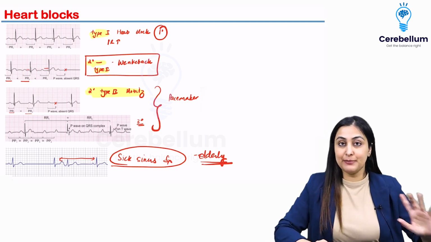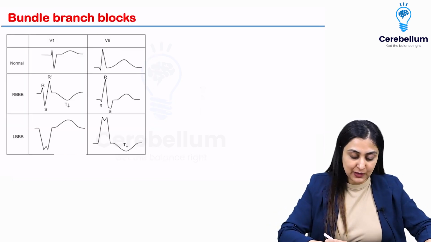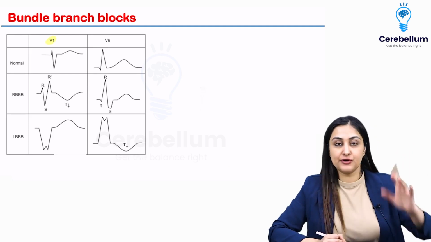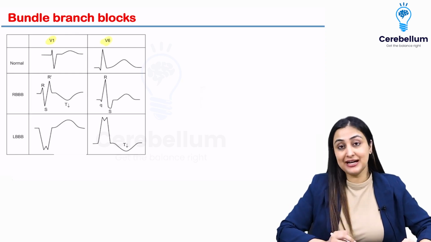Alright, so these are all of our bradyarrhythmia causes. Let's just finish off bundle branch blocks. For this, the two main leads, like how for axis we look at 1 and AVF, now we have to look at V1 and V6.